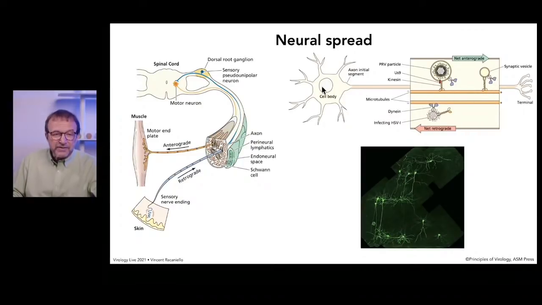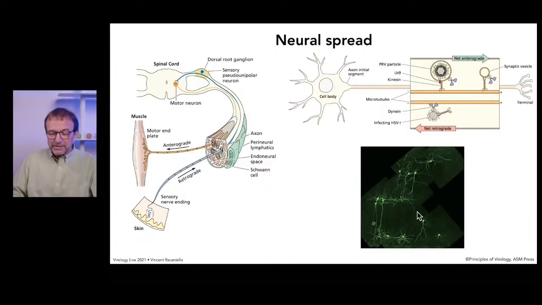Here's a diagram of a nerve with the cell body and a terminus separated by an axon in this case, or a dendrite. And within the nerve body, or the process here, there are microtubules with motor proteins that transport material towards the cell body or away from the cell body. And here's a herpes virus that is being carried in a vesicle from the nerve terminus up to the cell body. Many investigators have used this to map circuits in the brain.